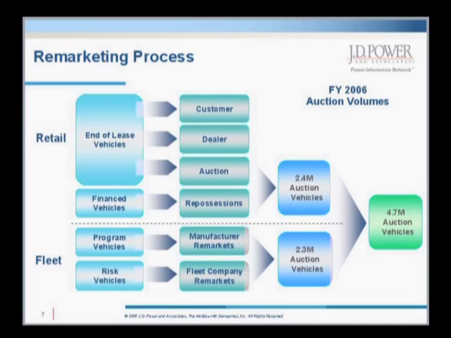So between these 2 major groups, in 2006, you looked at an auction volume of 4.7 million vehicles. It's about $50 billion in revenue. So if you compare that to the total new vehicle sales of 16.5 million vehicles, you can see that there is a considerable amount of responsibility and risk involved with selling both groups of vehicles.